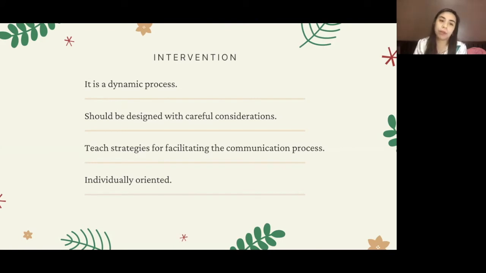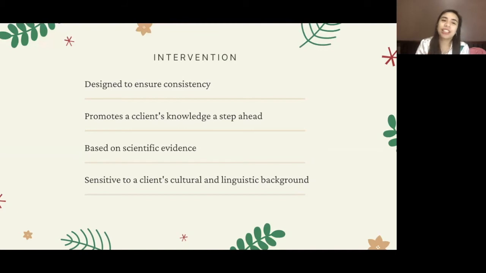Next, your goals should be individually oriented. It should be tailored to the client. It should be tailored to his or her skills, his or her strength, primarily for the purpose of communication. So it has to be taught in a communicative context. Next, intervention should be designed to ensure that a client experiences consistent success throughout all stages of a therapy program, meaning it should be attainable. As what I said earlier, you really have to look at the zone of proximal development of the client.